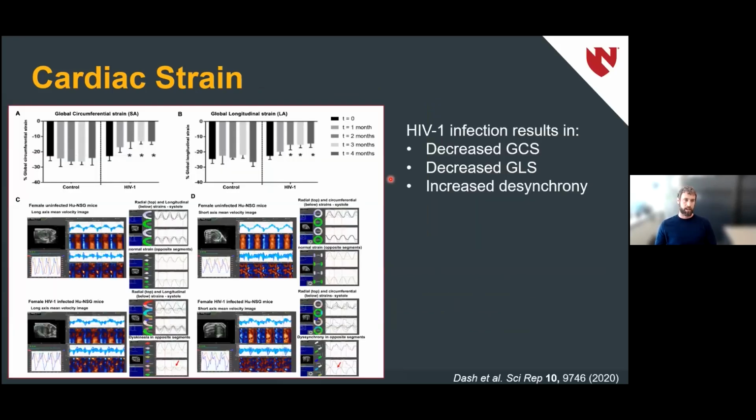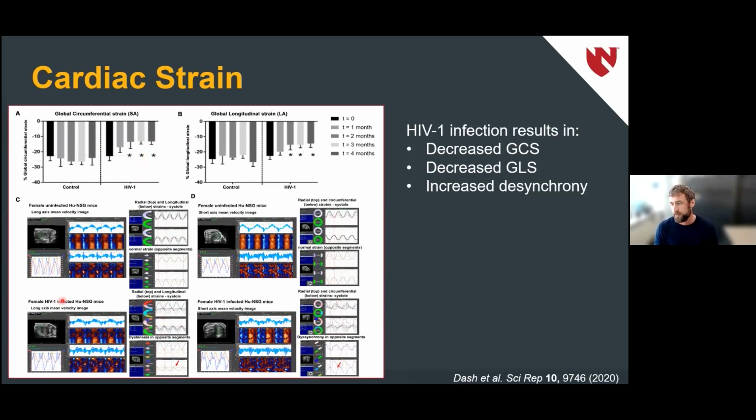When we look at cardiac strain in the HIV-1 model, we see a decreased global circumferential strain, so a decrease in the twist of the heart as it contracts, as well as a decreased global longitudinal strain. This change in strain occurs at 8 weeks post-HIV-1 infection.